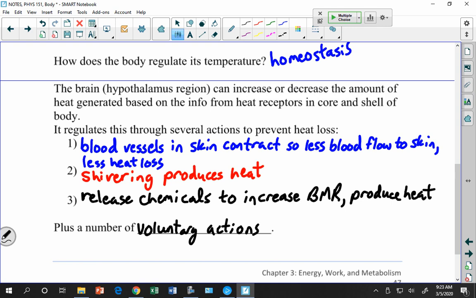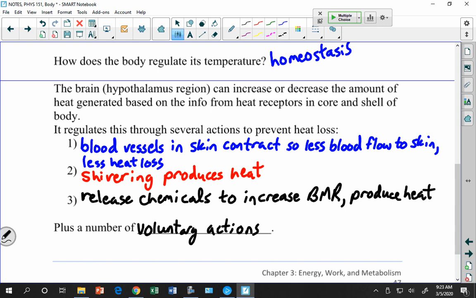You can drink hot liquids, right? That can improve your heat retention. You can sort of get closer to somebody, right? What do you call that? You can snuggle up with somebody, a person or an animal or whatever, to prevent heat loss. So lots of voluntary things. Your book talks about those.